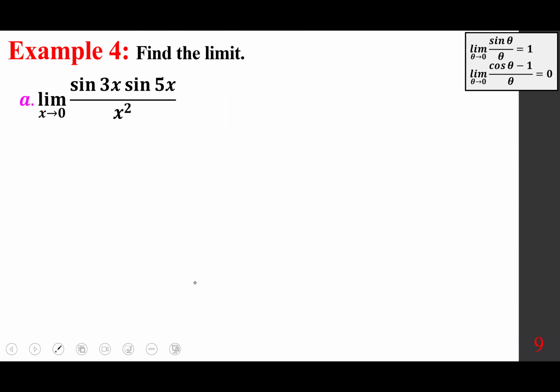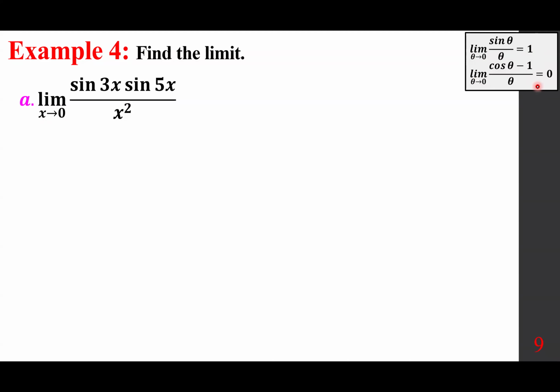Find the limit. The limit of sine 3x times sine 5x over x squared as x approaches 0. And you can see in the lecture that we've proved the limit of sine theta over theta as theta approaches 0 is 1. The limit of cosine theta minus 1 over theta as theta approaches 0 equals 0.